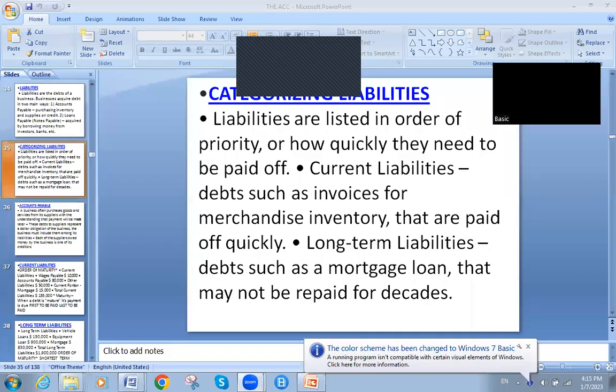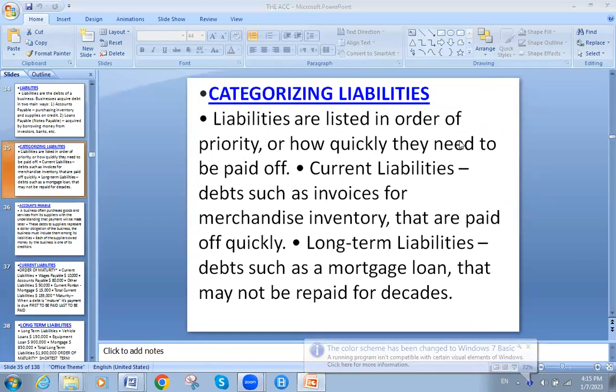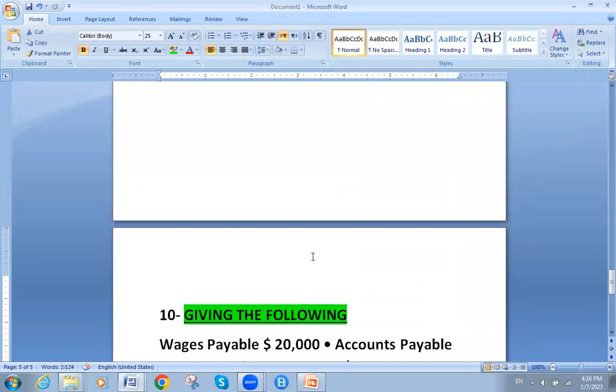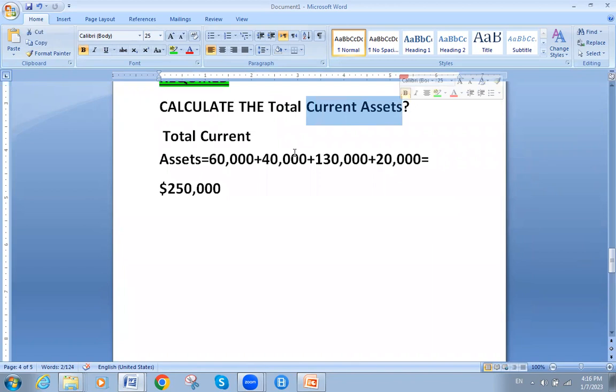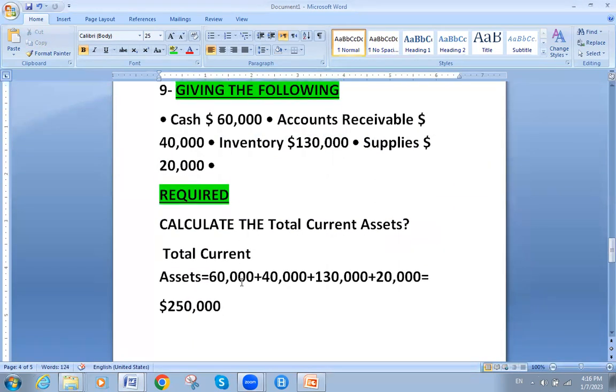Welcome back, my dear students, to a new lecture in accounting. Here we will look at more aspects of what we talked about before, the current assets and the current liabilities. Let's remember together the questions we had, where we calculated the current liabilities and the current assets. Let me remind you, current assets are like cash, accounts receivable, inventory, supplies. Those are considered current assets.